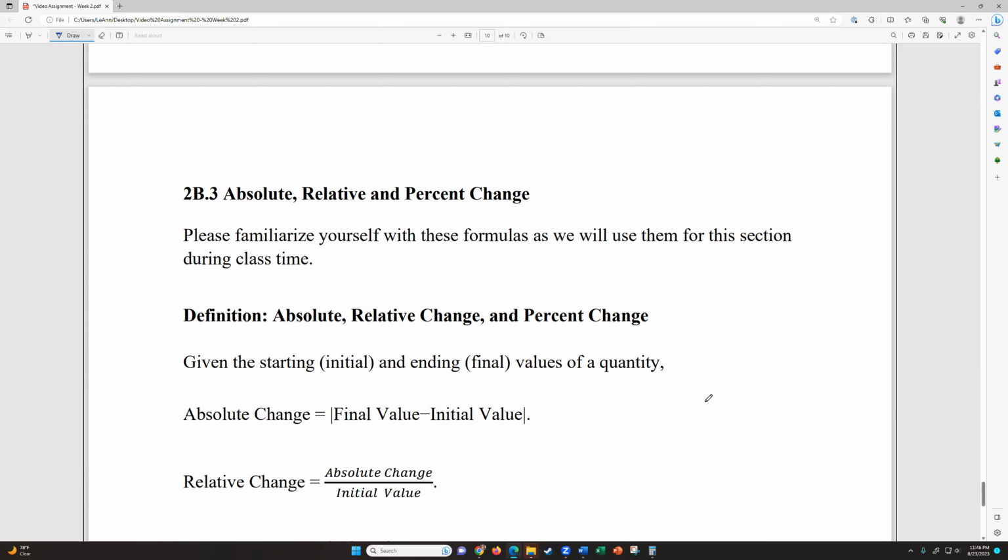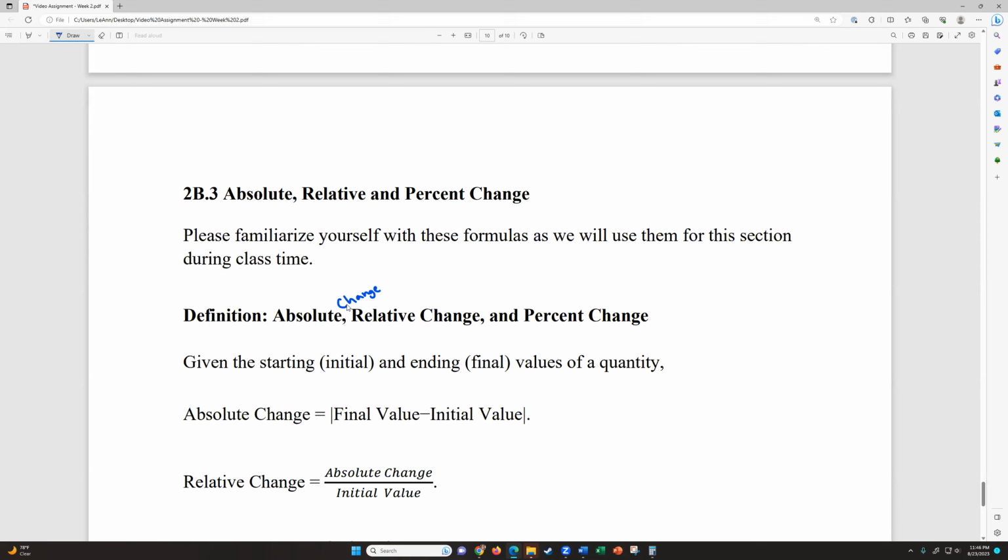I just want you to familiarize yourself with some of these formulas before you come into class on day 2 of week 2. So we have absolute change, relative change, and percent change. That should have said change. It's always fun when I proofread these. I don't catch any of my errors until I actually do it.